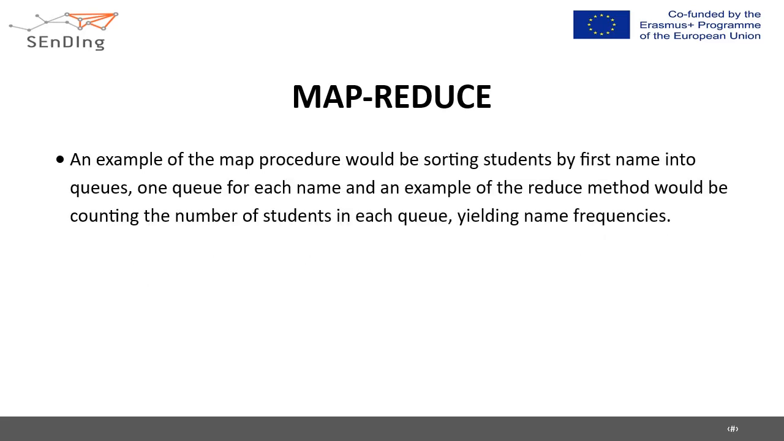An example of the map procedure would be sorting students by first name into queues, one queue for each name, and an example of the reduce method would be counting the number of students in each queue, yielding name frequencies.